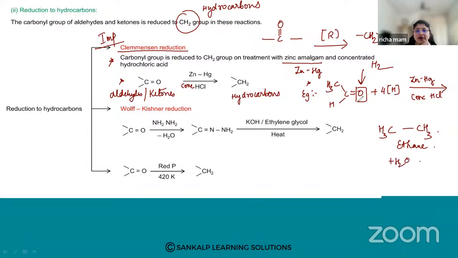Two hydrogens will add up here, and the remaining two hydrogens will make up a water molecule. Understood? So this is Clemmensen's reduction. Your carbonyl group, that is aldehydes or ketones, can be reduced to hydrocarbons in the presence of zinc amalgam and concentrated hydrochloric acid. We are going to get ethane plus water. Fine.